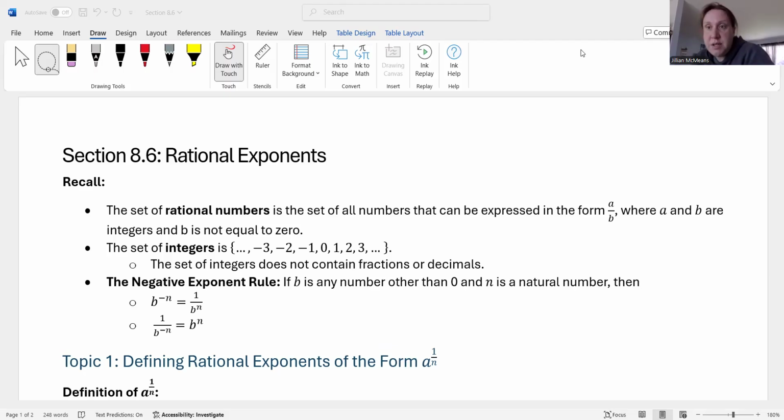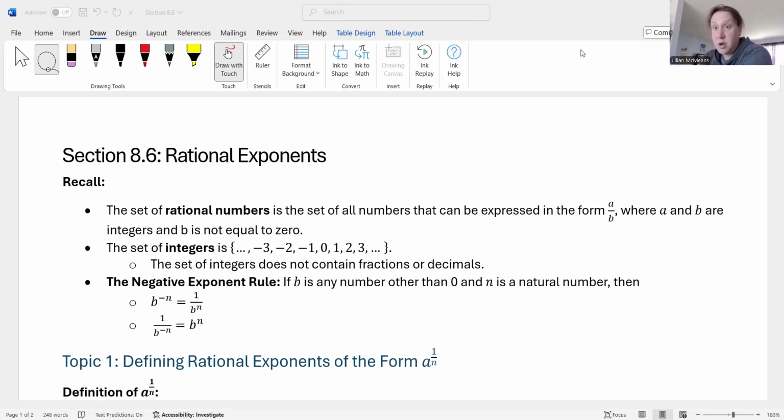For our last worksheet in our unit on radical expressions and equations, we're going to talk about rational exponents. And there's a few definitions we need to remind ourselves of. First of all, the set of rational numbers is a set of all numbers that can be expressed in the form a over b, where a and b are integers, and b is not equal to 0. That's just a fancy way of saying rational numbers are numbers that can be expressed as fractions.